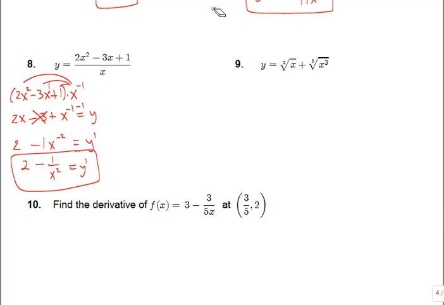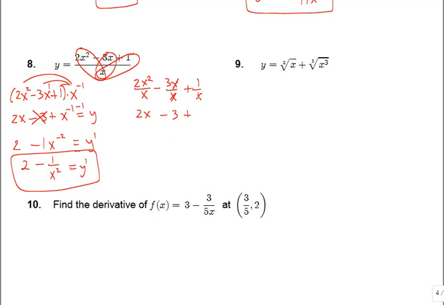Option number 2, instead of bringing that x up and distributing it across, what I could do is break up this great big fraction. Since what I'm dividing by is a monomial, a single term, I could break it up into 3 separate fractions. So 2x squared over x minus 3x over x plus 1 over x, and then simplify each of these. So 2x squared over x becomes 2x. In the middle, the x's cancel, giving me just that minus 3.